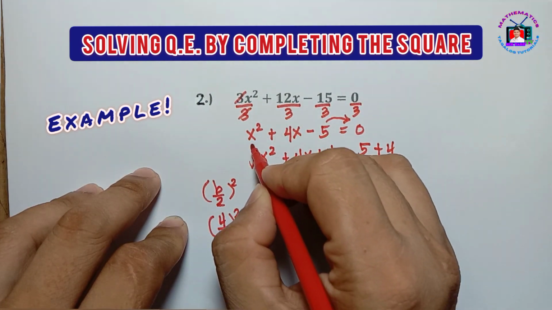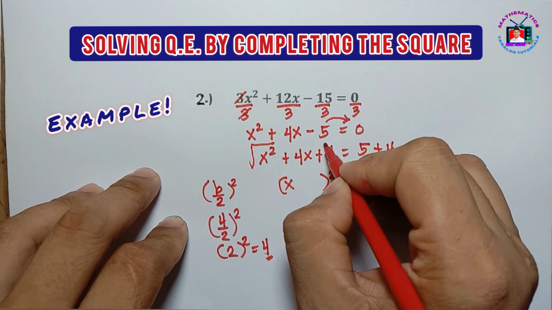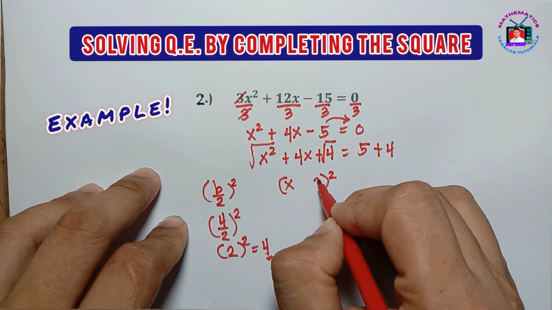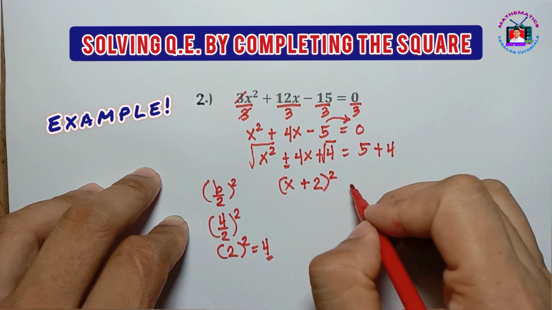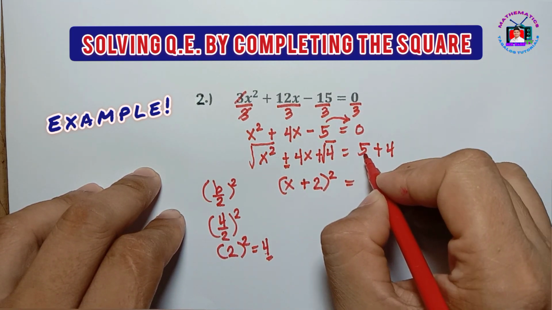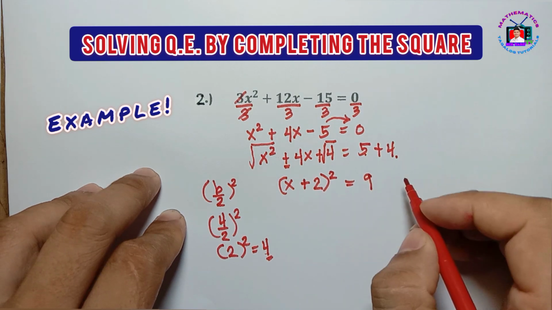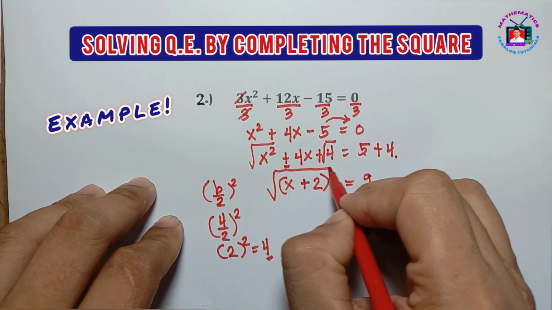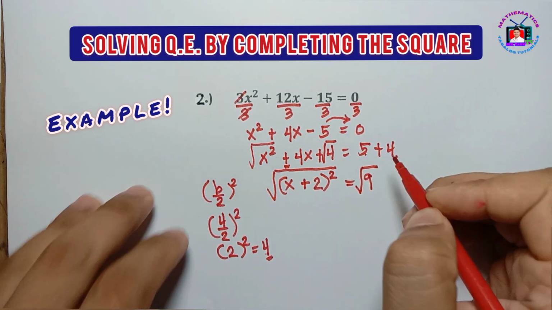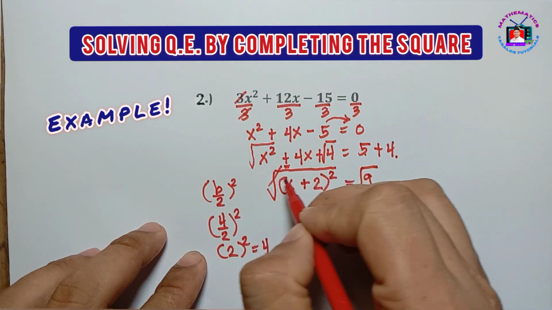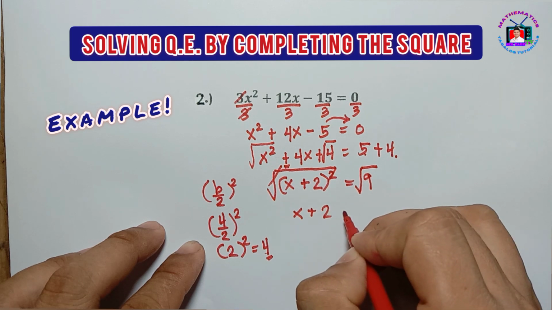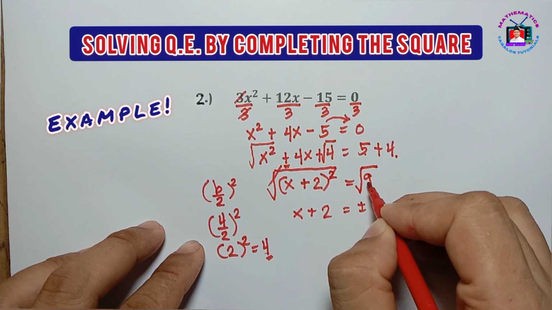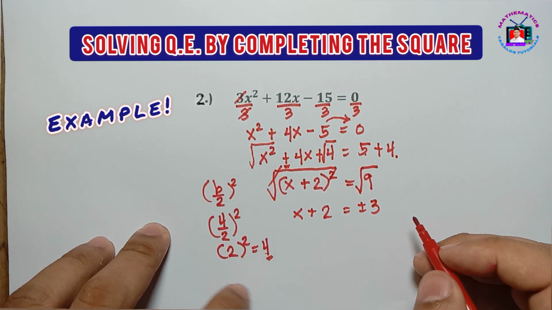Okay, to get the square of a binomial, we take the square root of the first term, then the square root of the third term, then the operation of the middle term. On the right side, combine 5 plus 4, so equals 9. After that, we take the square root of both sides, the left and the right. So the square root of the quantity x plus 2 squared, the square cancels out, so x plus 2 is left. Then the square root of 9 is positive and negative 3.